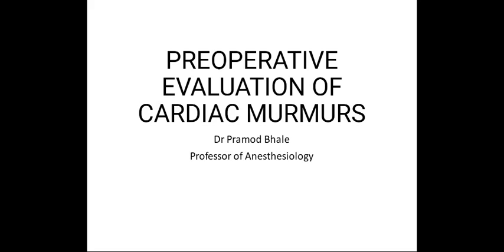Murmurs are graded according to their loudness. Grade 1 murmur is a faint murmur that can be heard with difficulty. Grade 2 murmurs are faint but easily heard. Grade 3 murmur is moderately loud, without thrill. Grade 4 murmurs are loud with palpable thrill. Grade 5 is very loud but still needs a stethoscope. And grade 6 murmurs can be heard without a stethoscope.